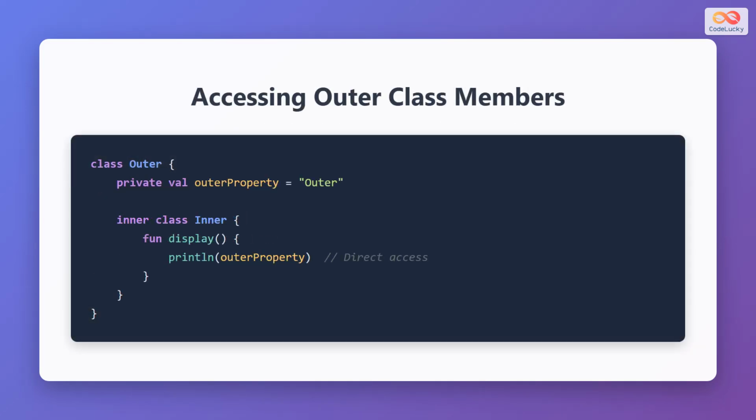Inner classes can directly access members of their outer class, even private ones. In this example, the outer class has a private property called outerProperty with the value "outer". Inside the inner class, we have a display function that can directly access and print outerProperty without any special syntax. This direct access is possible because every inner instance holds a reference to its outer instance.